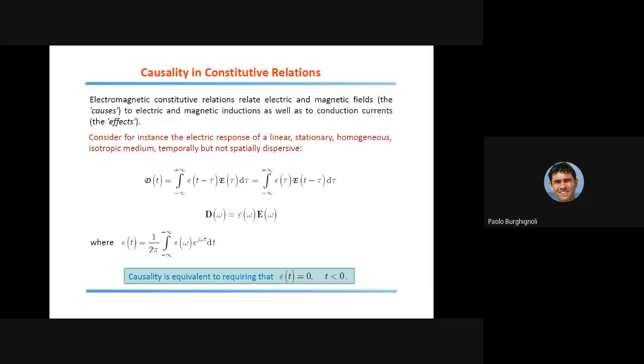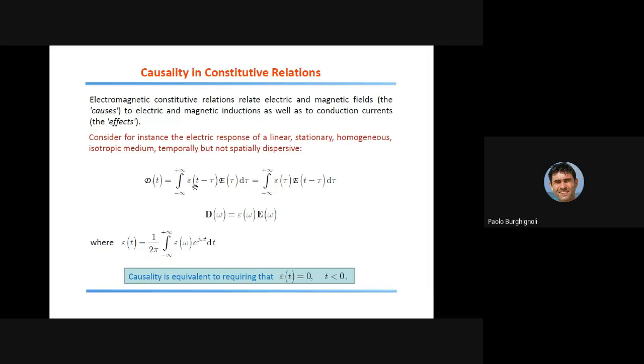So there is an input-output relation, and if your medium is in particular linear and stationary, and also, for simplicity, let us assume that it is homogeneous and isotropic so that it is described in simple scalar terms, then for a medium which is temporally but not spatially dispersive, the input-output relation is in the form of a simple superposition integral, which is in particular a convolution integral. As you can see here, the input, or the cause, the excitation, that is the electric field inside the integral, produces the effect, that is the electric induction at the left-hand side.